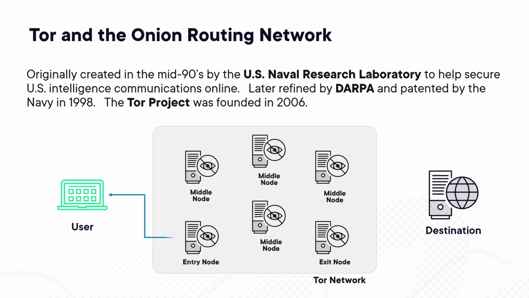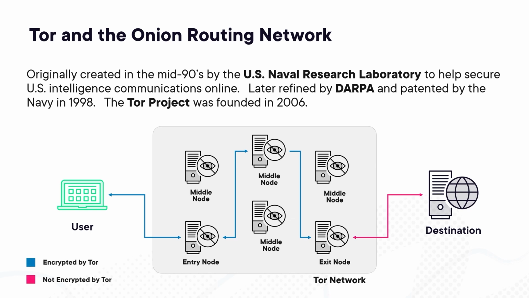So the user will connect, it goes into an entry node. The entry node then decides where to send it across one or more middle nodes until it reaches an exit node and then goes out to the destination. Now you'll notice that the blue lines here are encrypted communications, encrypted by Tor. Once it hits an exit node, it is unencrypted and sent on to the destination. However, the destination does not know the originating source of that data. The only thing it knows about is the exit node.